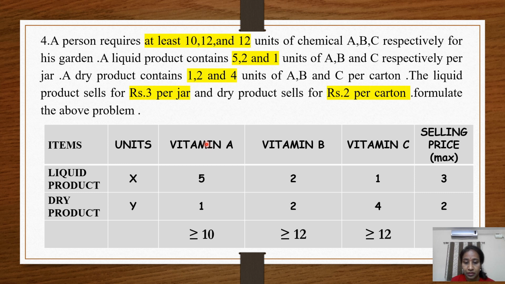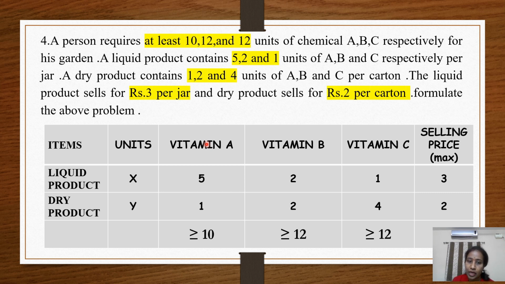there are 3 variables. No, there are not 3 variables. There are only 2 variables. Only the constraints are 3. Okay. Now how do you know this? Come to the last line. The liquid product sells for rupees 3 per jar and dry product sells for rupees 2 per carton, which says that there are only 2 products.